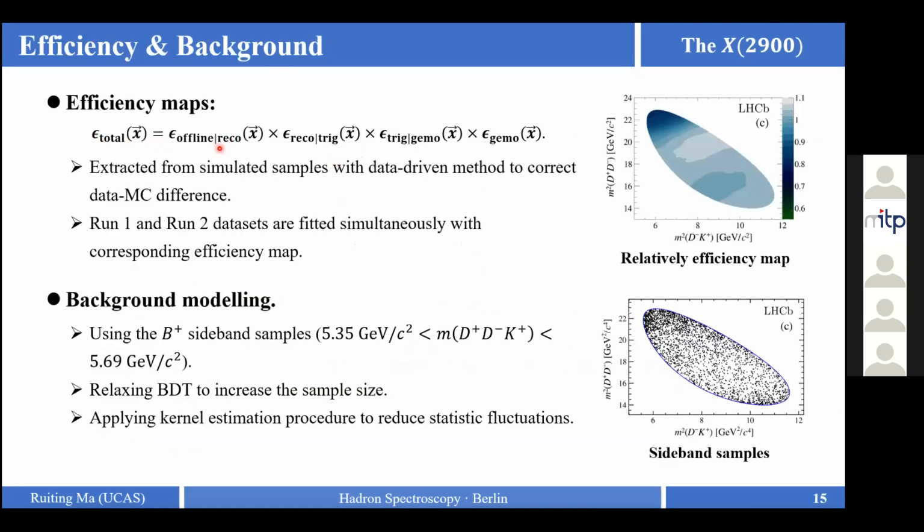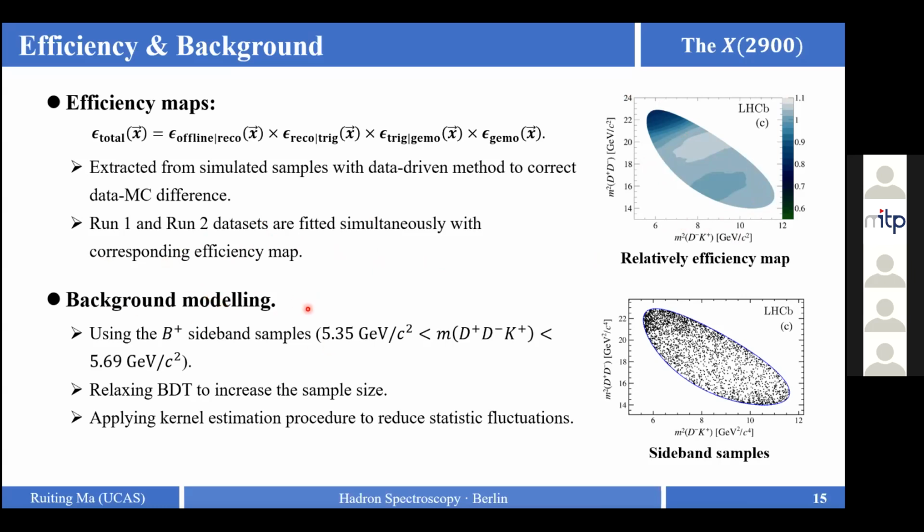Here, the efficiency map in the amplitude analysis is extracted from the simulated samples with a data-driven method to correct the data Monte Carlo differences. The Run 1 and Run 2 data sets are fitted simultaneously with the corresponding efficiency map. Here shows the Run 2 relative efficiency map as an example.